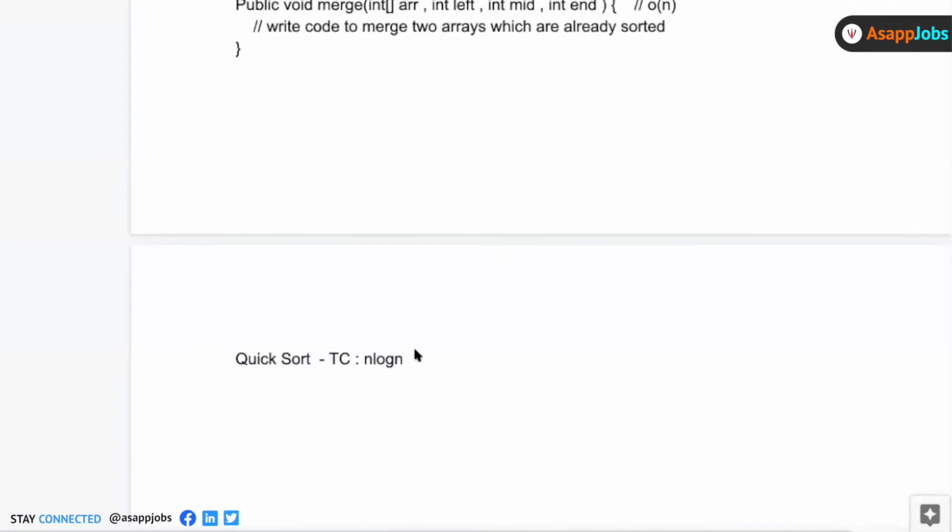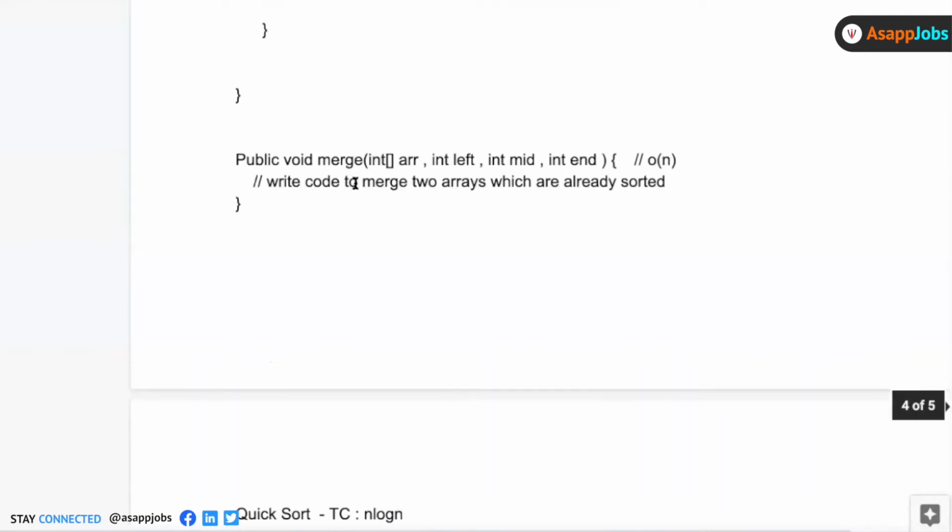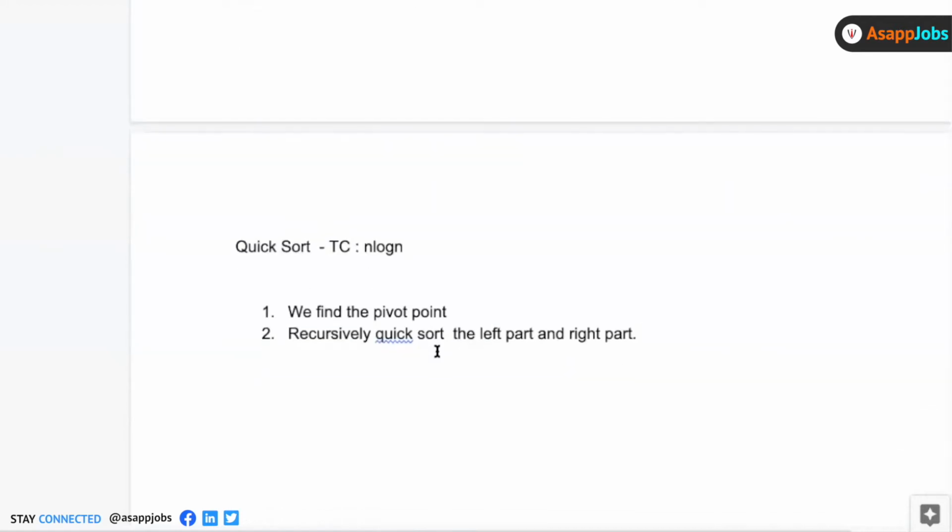A few moments later. So basically, on a high level, just like the merge sort, I'll write the high level algorithm of the quicksort. So basically, the very idea of the quicksort is that we have to find the pivot point. Now, again, as I said in the merge sort, the merge part is very important. Similarly, in the quicksort, the thing that we need to learn is how do we find the pivot point? So finding a pivot point is very important in the case of the quicksort.